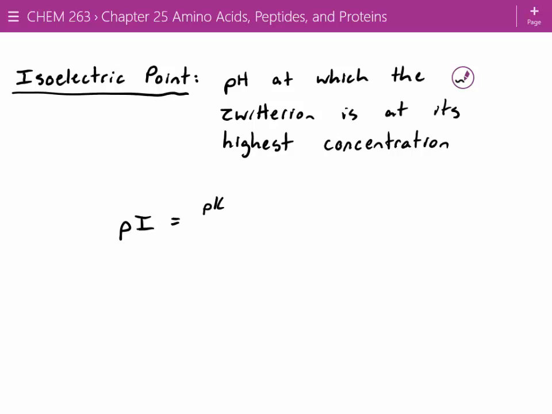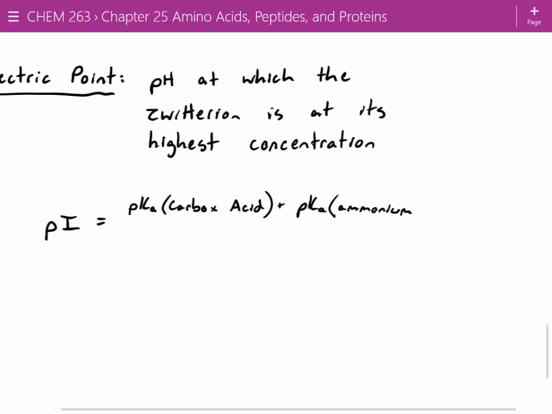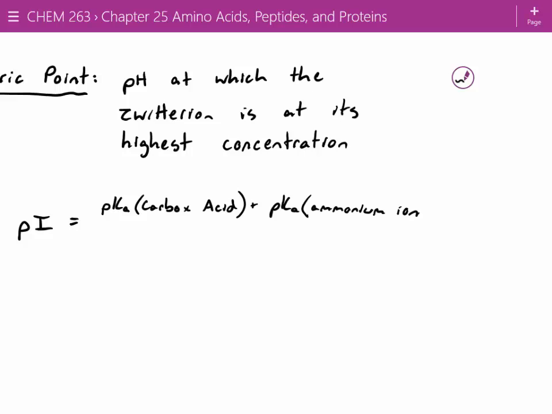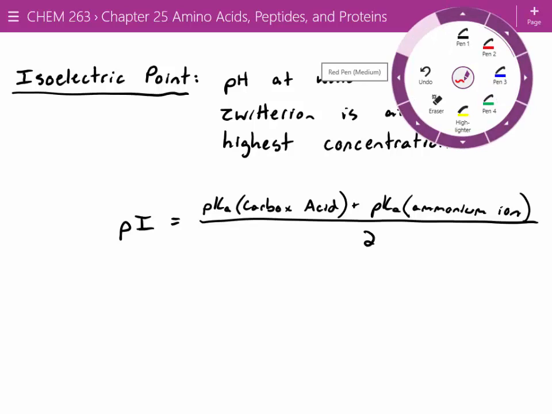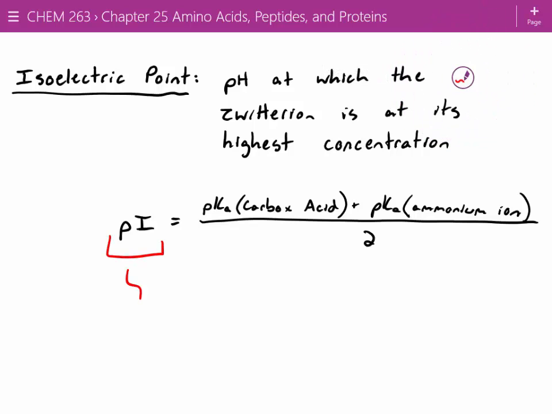It's the pKa of your carboxylic acid plus the pKa of your ammonium ion, divided by 2. So you just average the pKa's of those two, and you can figure out the pH at which you have primarily your zwitterion. Some people get confused by this, but this is the pH of the isoelectric point.